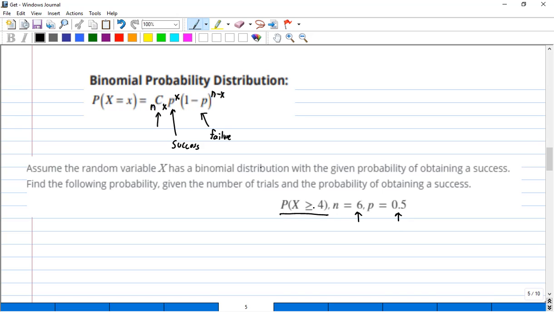Alright, so if we want to know the probability, this isn't just x is equal to 4, this is the probability that x is greater than or equal to 4. So to do that, we're going to need to find the probability that x equals 4 plus the probability that x equals 5 plus the probability that x equals 6. So to work this one problem, we have to work out these 3 problems. Okay?